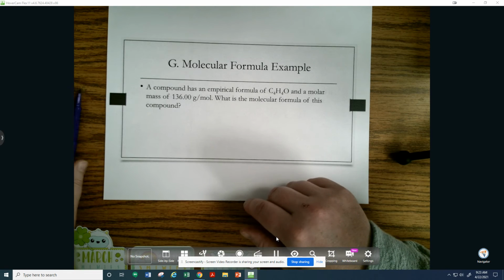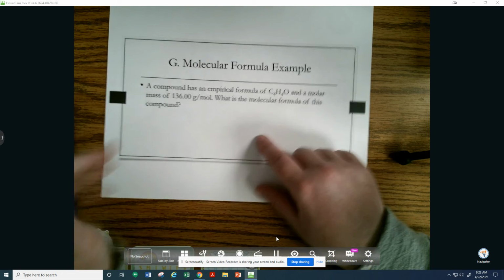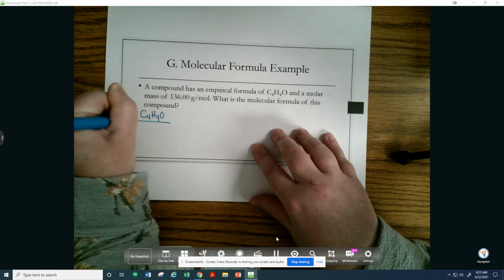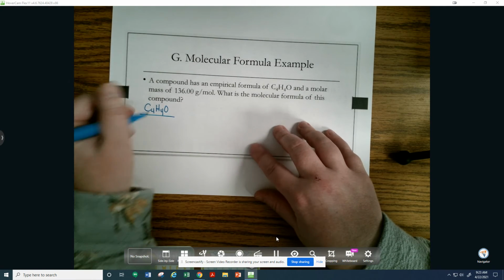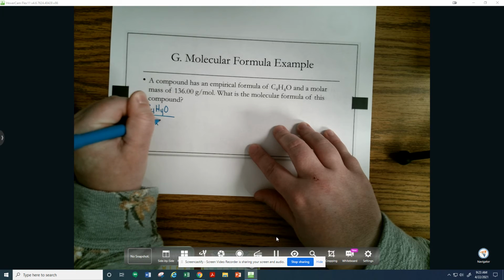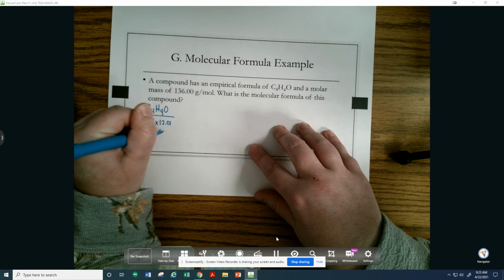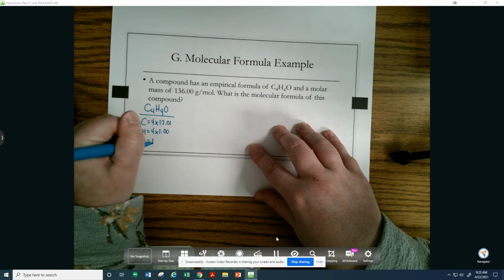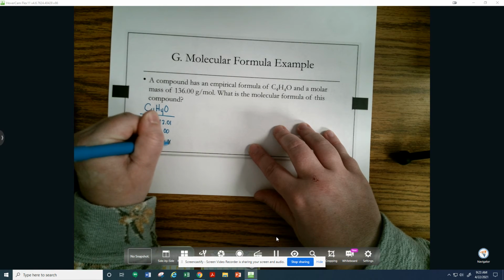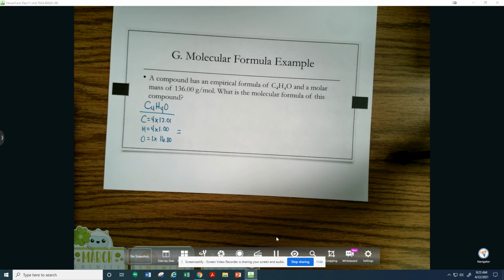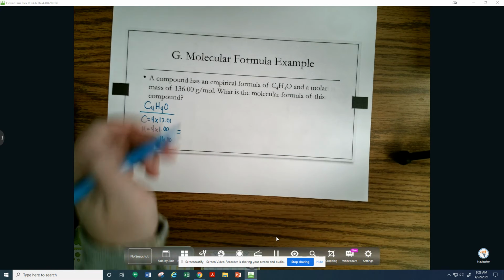So the first step is you need to know the molar mass of this, where you have the C4H4O. So you always start with finding the molar mass of the empirical. So we have 4 carbons at 12.01. We have 4 hydrogens at 1. And we have 1 oxygen at 16. So for my molar mass, I calculated the molar mass to be 68.04.